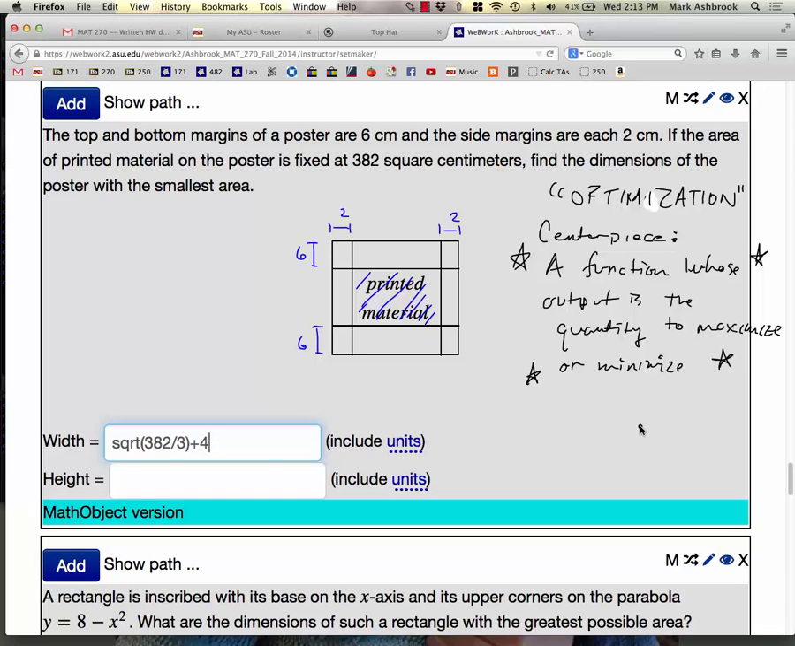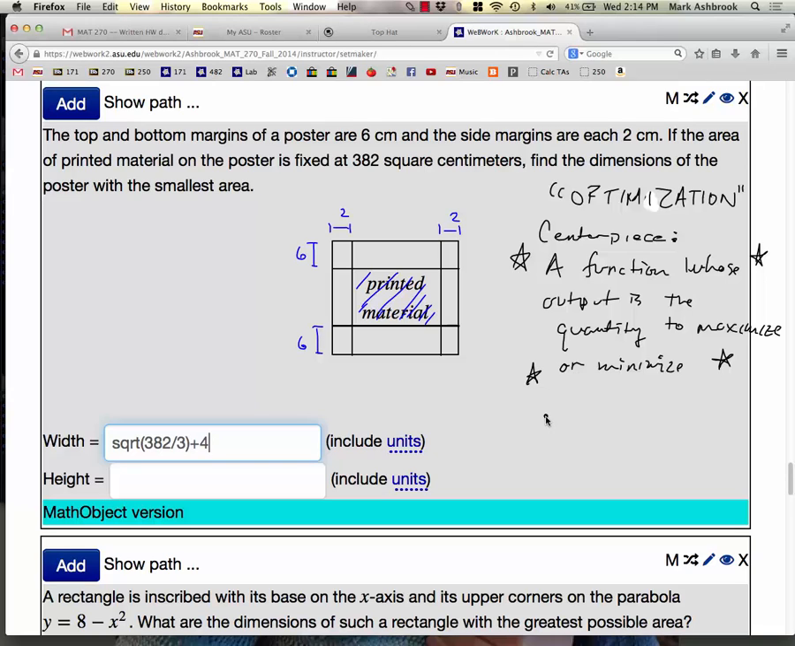So everything we do in setting up these problems, there's going to be all different varieties, all different kinds of geometry, and all kinds of topics that these problems are about. But the central element is if you're trying to maximize or minimize something, you need a function whose output is the quantity you're trying to maximize or minimize. So in this case, we're going to need a function of what? Area of what? No. Find the dimensions of the poster with the smallest area. So we want a function whose output is the poster's area.